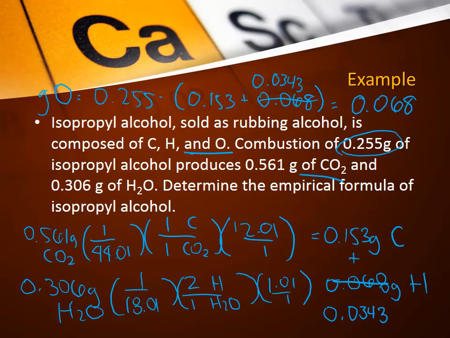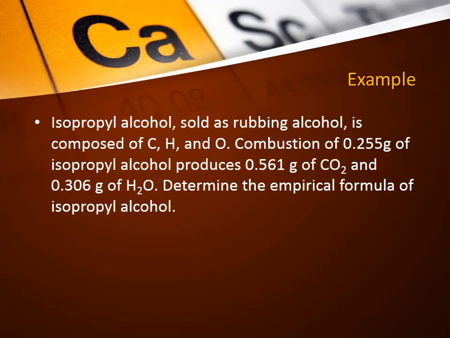So we have ultimately that 0.153 grams of carbon, 0.0343 grams of hydrogen, and 0.068 grams of oxygen. Okay, now we need to get our empirical formula. Well, this part's actually not too hard. So we need to actually find our actual moles of carbon.